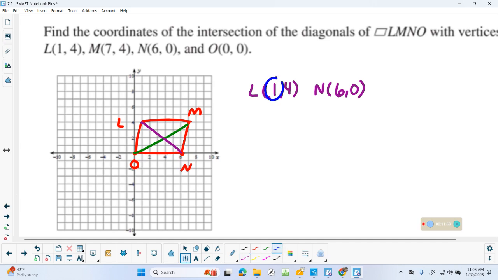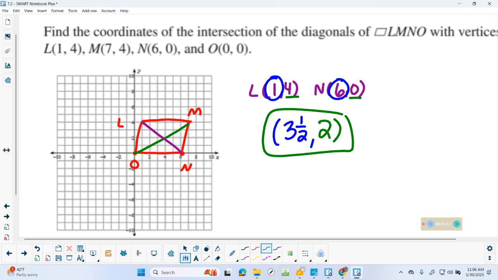We're going to average the x's, which we should be able to do in our head. What's 1 plus 6 divided by 2? 3.5. Yeah, there's that fraction. I don't care if you put 3.5, that's fine. Okay, do the y's for me. What's 4 plus 0 over 2? 2. You got the answer. And if you would have done OM, the midpoint, you get the exact same answer. Questions on that? Okay, next up, here we go.